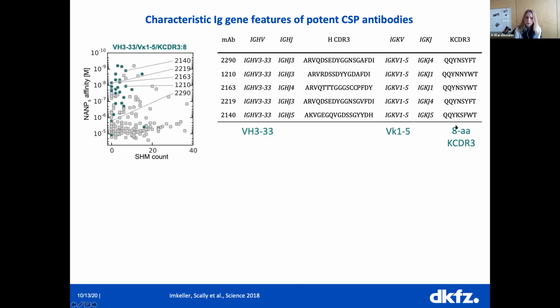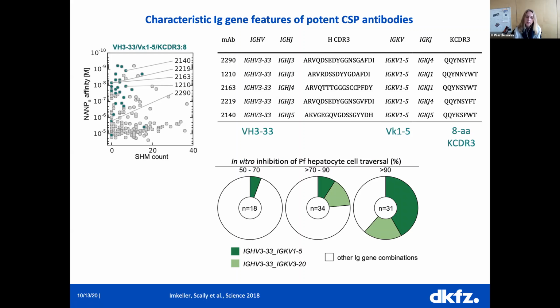And this is unusual. And so we wanted to link this to parasite inhibition and tested these antibodies in an in vitro assay that measures parasite traversal through a hepatocyte cell line. It's a standard assay in the field, and we observed that not only were these antibodies very good binders to CSP, but they were also highly enriched among the very potent parasite inhibitors in these assays.